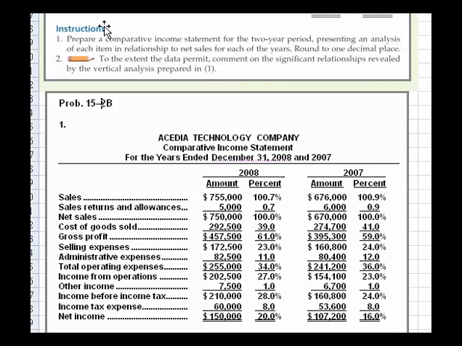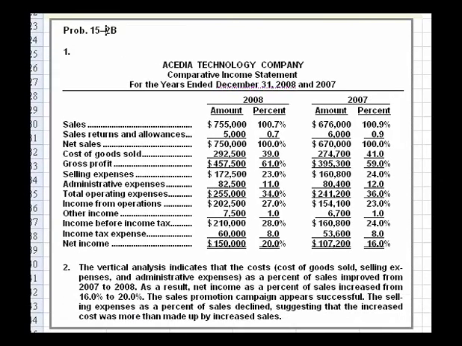If we slide a little bit more, we can tackle the author's approach to the commentary. What they say, I believe we've got more than one author in this textbook, is that the vertical analysis indicates that the costs, which would be represented by cost of goods sold, selling expenses, and administrative expenses, as a percentage of sales improved from 2007 to 2008. We see that because of that change of 16% to 20% improvement to net income. We also see the improvement because we talked about it, right? 23 to 27% of income from operations.